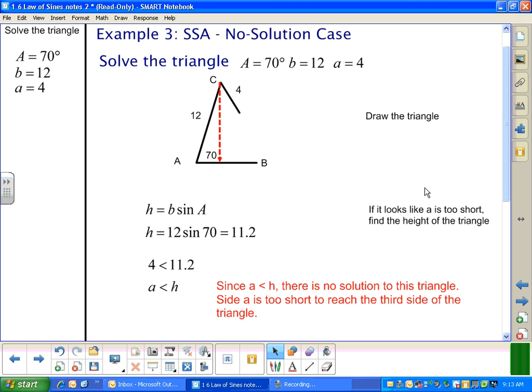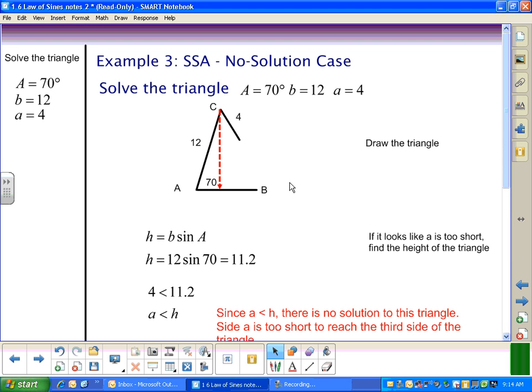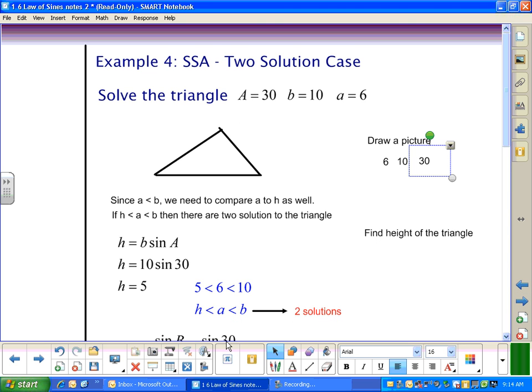4 is less than 11.2. So in this case, side A is less than the height, and when that happens, there's no possible solution to the triangle. It's not going to reach the third side, and so we can't find any of the other sides. We're done. This is actually kind of a nice, easy case. We don't have to go through all the work of using the law of sines to find everything because we can't. Yay!